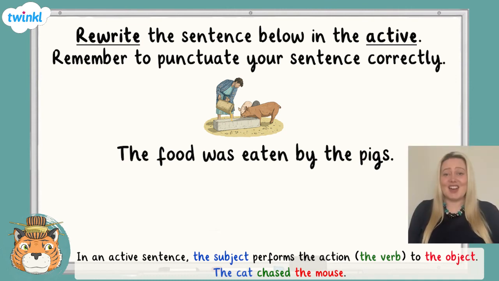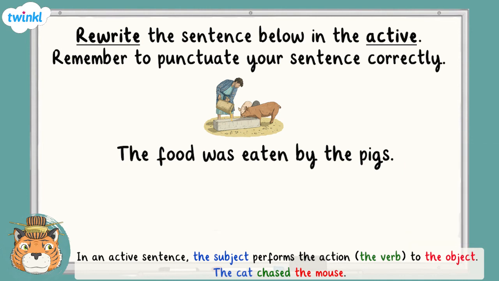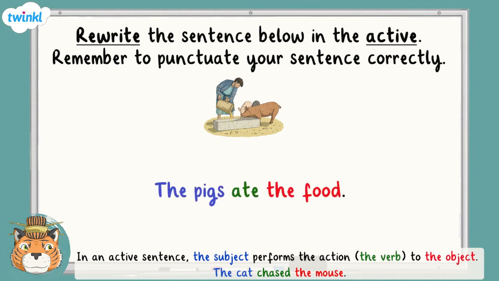Do you have an answer? Great. Let's take a look at the sentence. The food was eaten by the pigs. Rewritten in the active, this sentence would say, the pigs ate the food. Well done if you got that question right.